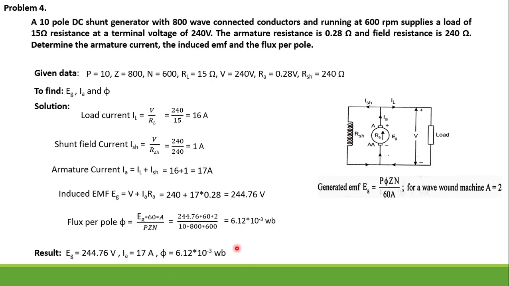Right. Dear students, we have all the values, and the results: generated EMF Eg is 244.76 volt, Ia is 17 amps, flux per pole phi is 6.12 milliweber.